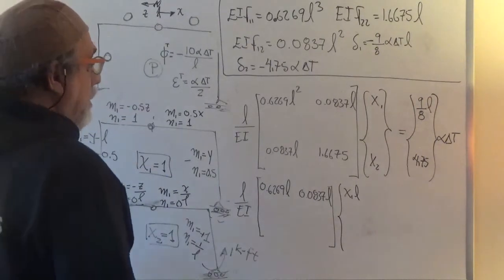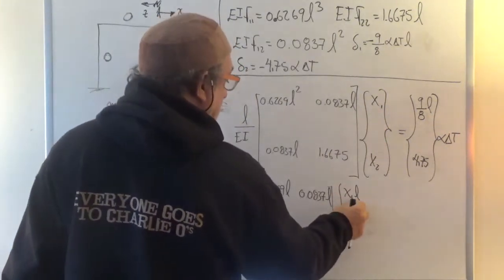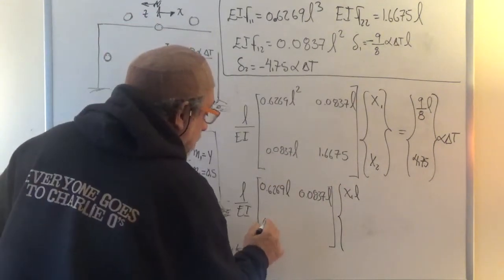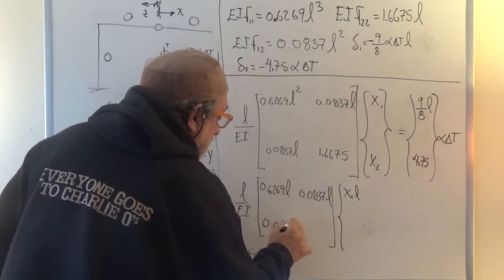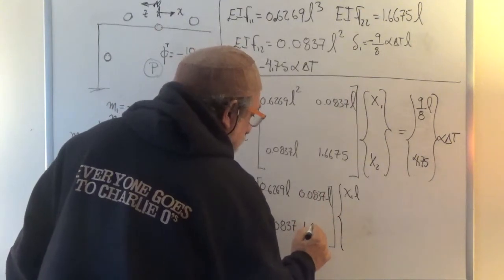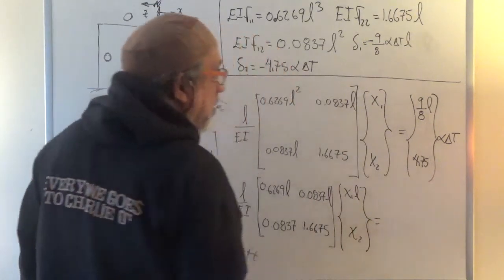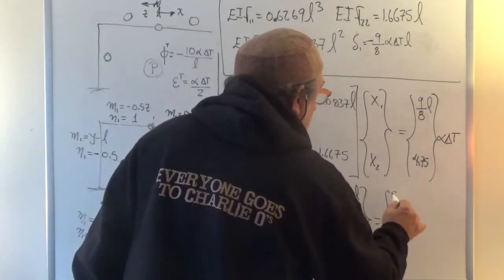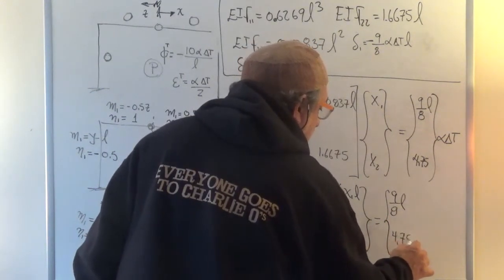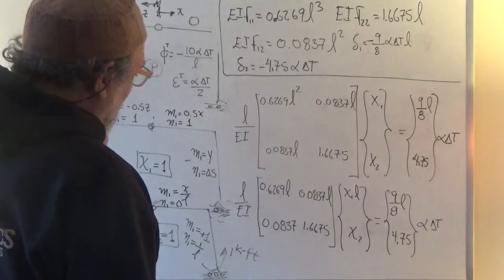Now, this one times that one, but that one is x1 times L, right? So it looks like I gotta take the L out of here. So, okay, I do that. 0.0837, I took the L out, right? And now this one stays the same, 1.6675, and this is x2, right? Equals my stuff, 9/8 L and 4.75 alpha delta t. And I see that it still doesn't look the way I want it, right?